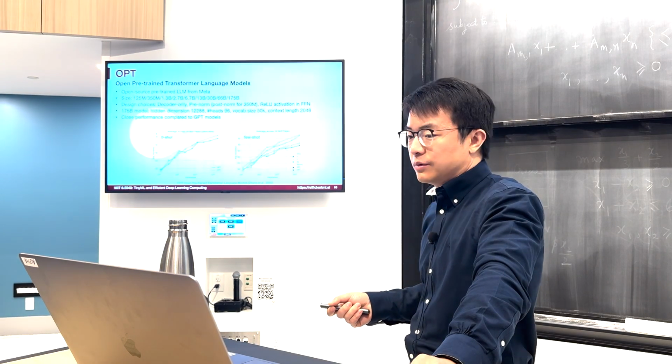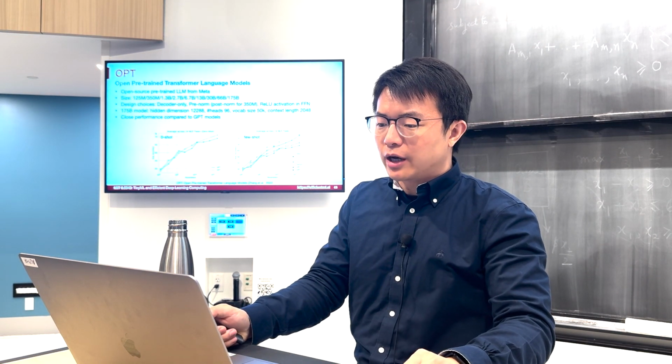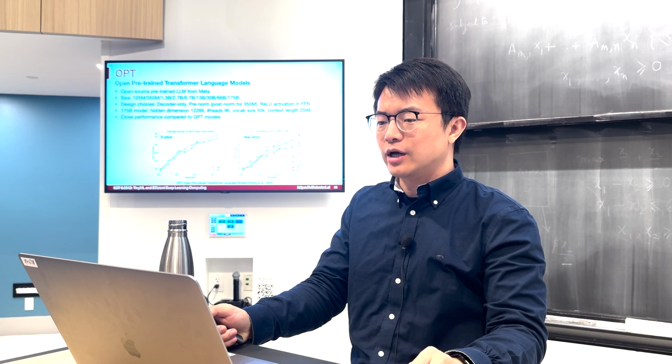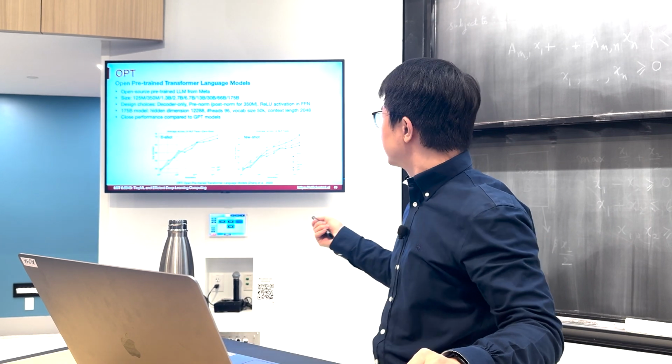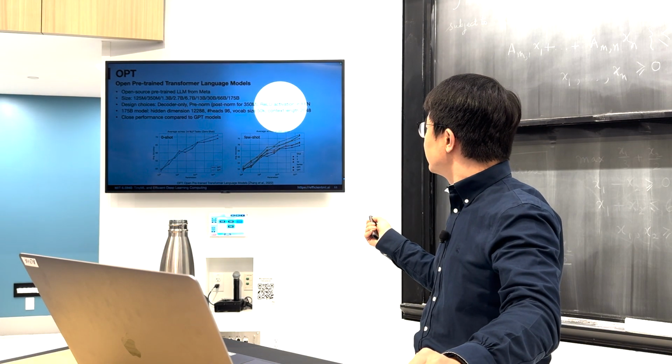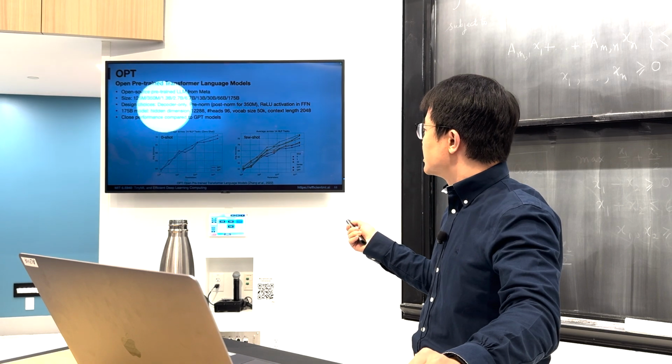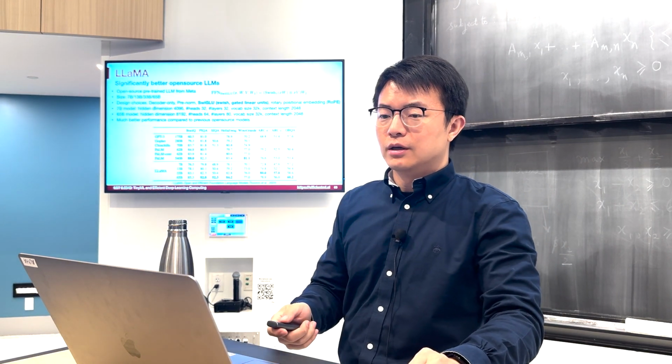And it's a pretty pioneering work. It enabled us to do a lot of research. Here it's using a very simple random activation in FFN. It's using pre-norm. It's a decoder-only architecture.